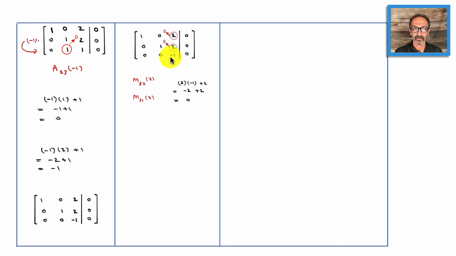2 times -1, -2, added to 2, 0. Notice I'm not mentioning the zeros right here. They're not going to do anything. They're not going to change anything, which is good. So that's going to change to 0, and both ways it's the same numbers, so I don't have to copy this again and again. All right, so far so good.